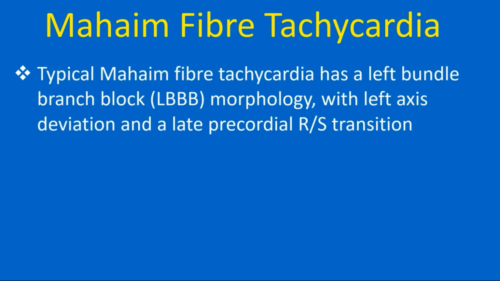Typical Mahaim fiber tachycardia has a left bundle branch block morphology with left axis deviation and a late precordial RS transition. Lown-Ganong-Levine syndrome is one of the pre-excitation syndromes like the better known Wolff-Parkinson-White WPW syndrome. The electrocardiographic finding is a short PR interval with normal QRS duration, unlike the wide QRS in WPW syndrome.